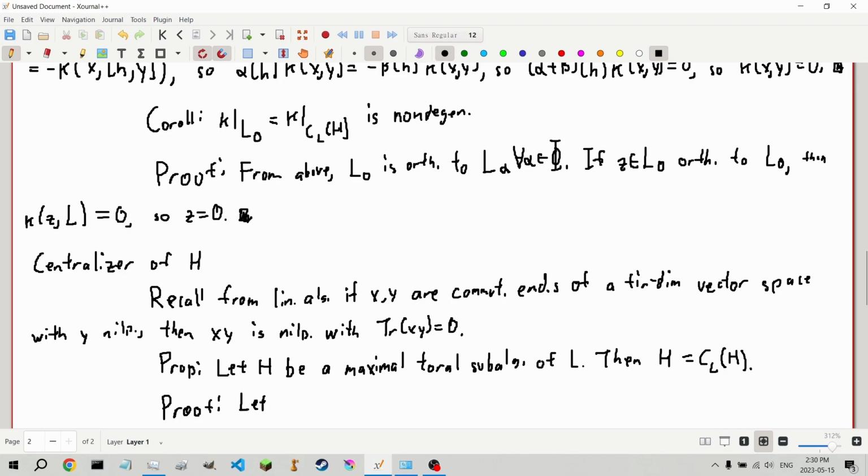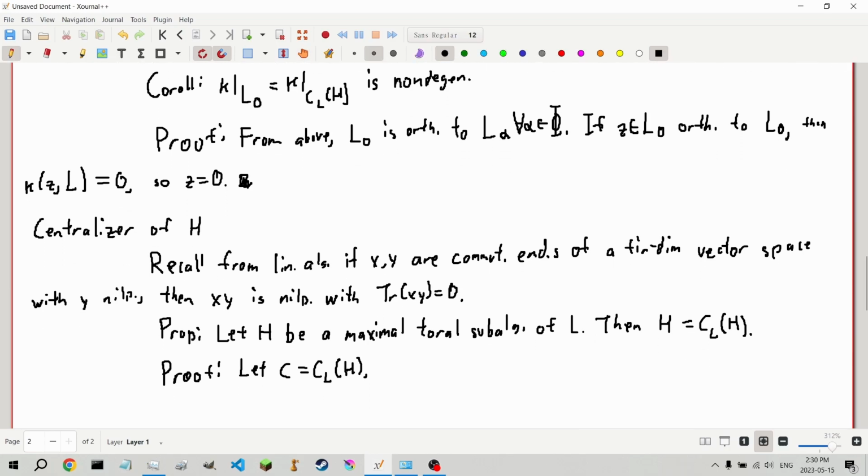We're just going to write C to be the centralizer of H in L. And we're going to have a few steps. Step 1 is that C contains the semi-simple and nilpotent parts of its elements.